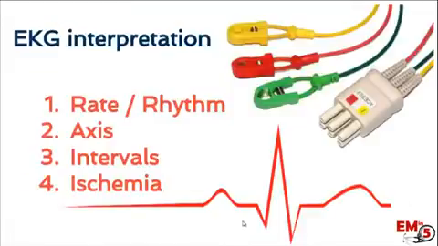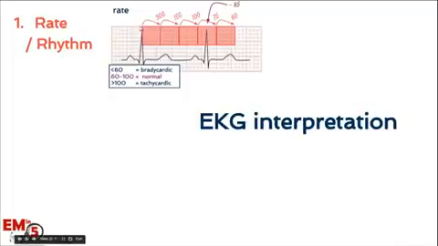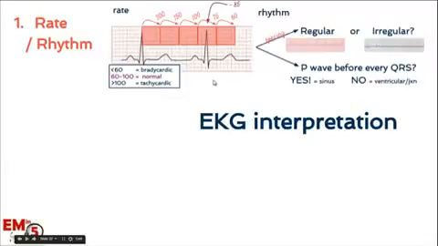Okay, so let's go through this all really quick. So we have for our rate, we're going to be calculating over big boxes, 300, 150, 100, 75, 60, and determining if that's bradycardic, normal, or tachycardic. For rhythm, we're asking ourselves, is the spacing regular or irregular? And then is there a P wave before every QRS to determine if this is a sinus rhythm or not?